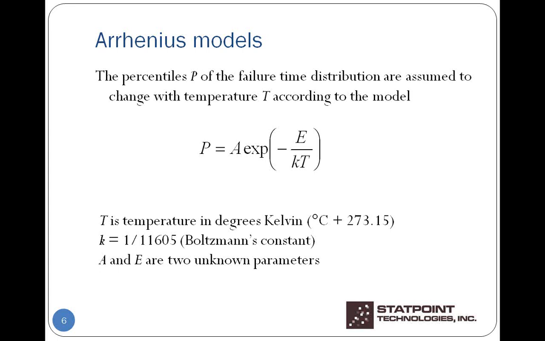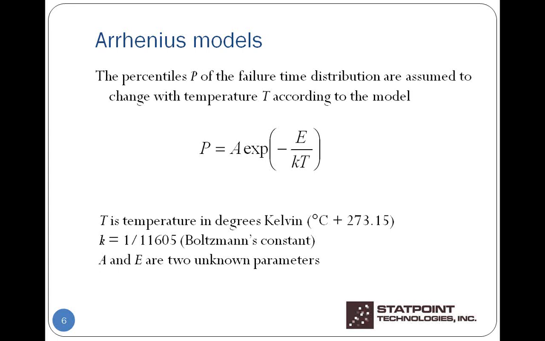I suspect if you're a chemist, all this means a lot to you. From the point of view of statistical modeling, you can see that basically if you took the logs of both sides, you'd see that the log of the percentiles has a negative reciprocal relationship with T. Okay, as temperature goes up, the percentiles go down, so we expect increasing temperature to cause things to fail more quickly.